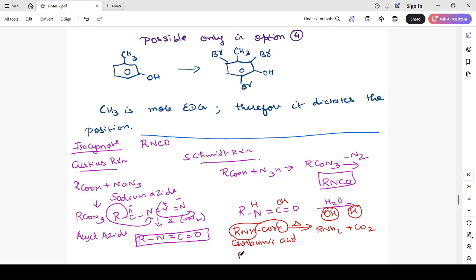Instead of water, if I used an alcohol here with RN double bond C double bond O, OH and R, just split it up the same way. ROH will give you RO minus and H plus, correct? So I have OR and H. The negative part gets added to the carbonyl and hydrogen gets added here. So what will you form now? RNHCOOR.